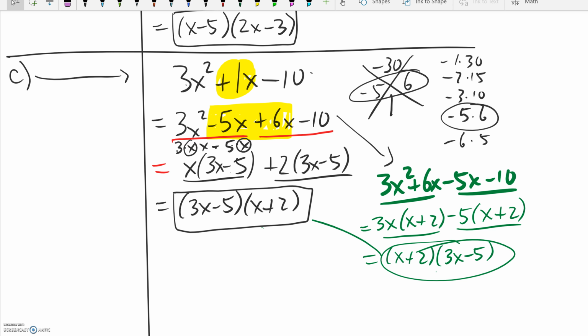I will say you can skip all of this if you can just look at this and start telling me, hey, it's got to be a 3x and an x, and then try to guess some things. Is it a 1 and a 10? Or is it a 10 and a 1? Or is it a 5 and a 2? Is it a 2 and a 5?